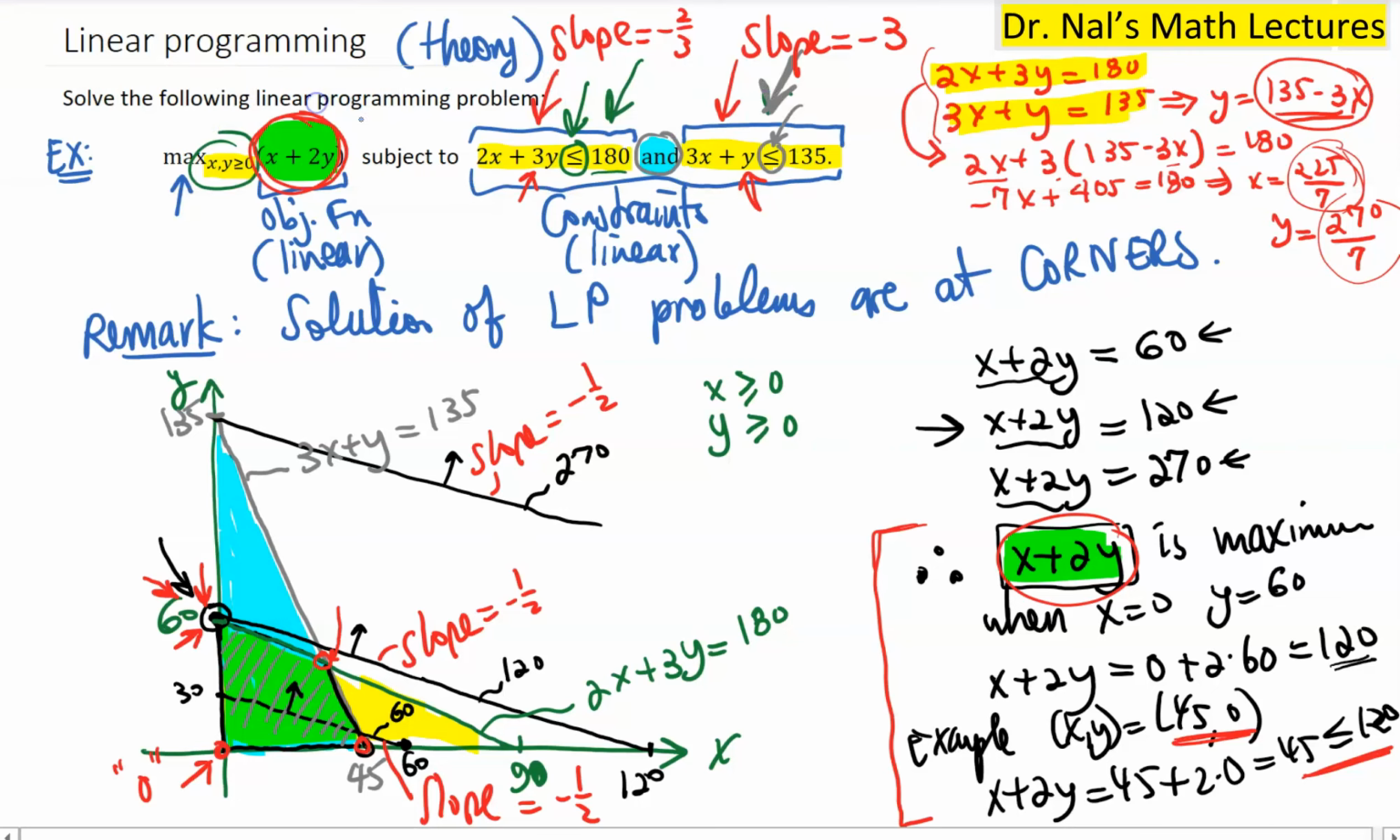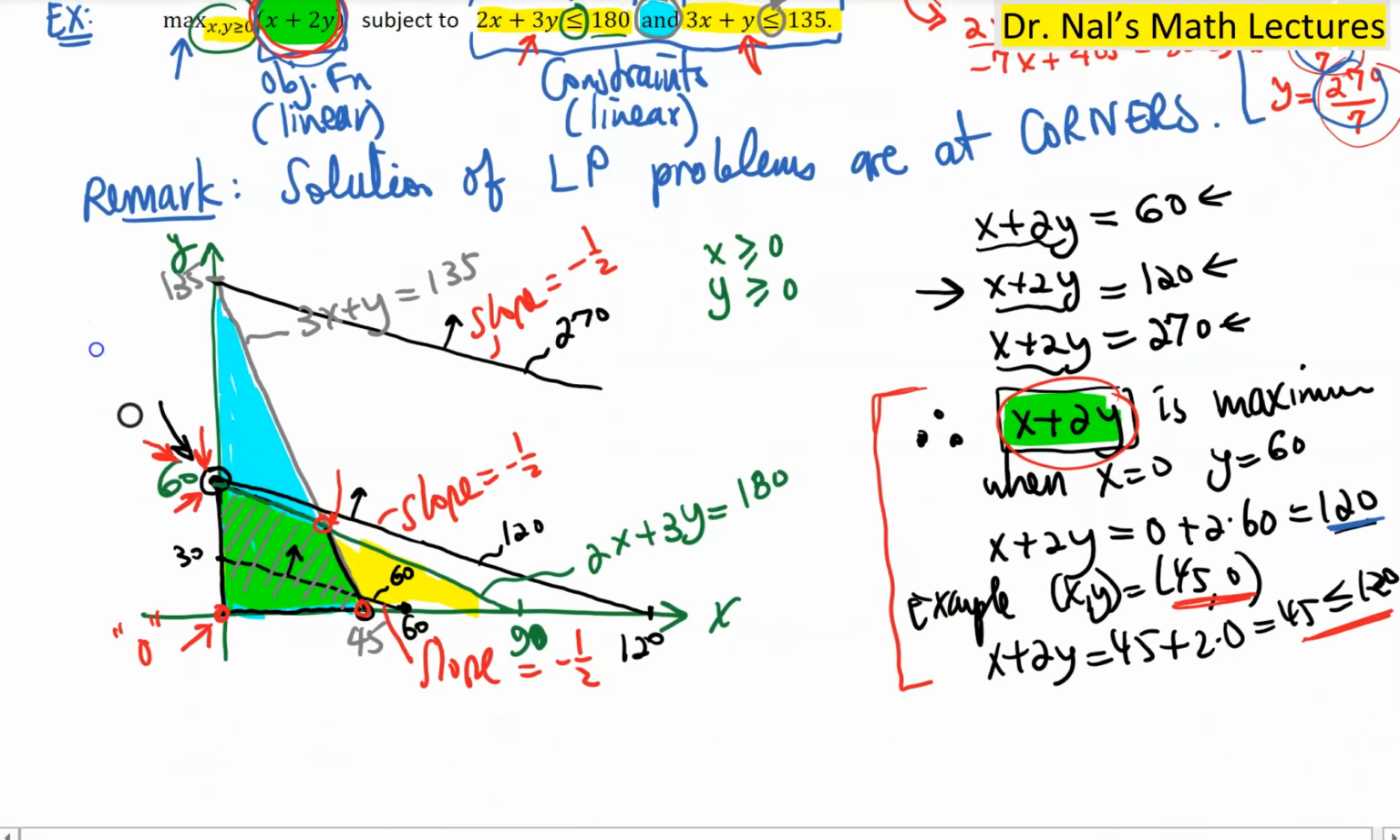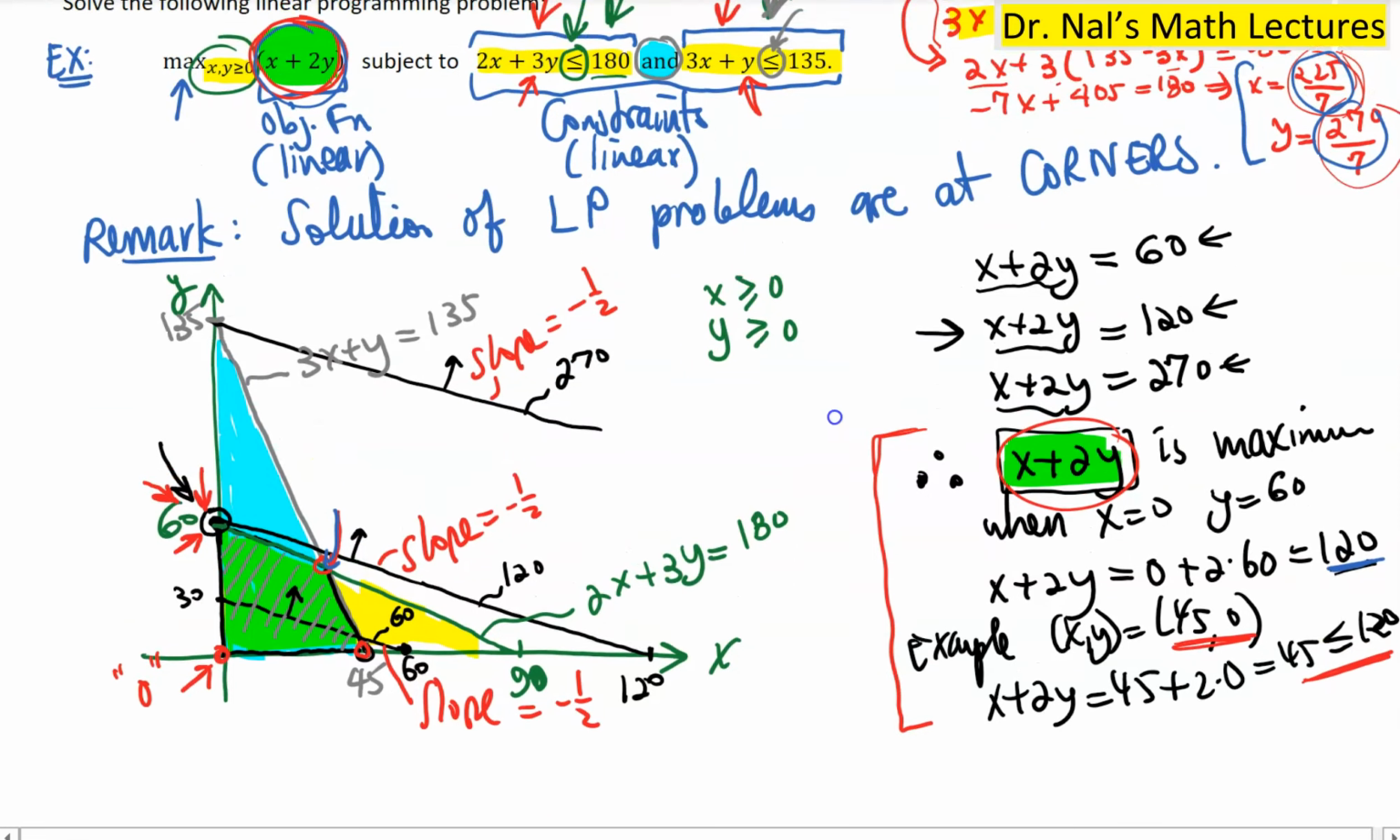So the only thing left is to plug these 2 values into the objective function and see whether it is less than or equal to 120 as in the previous case. Let's quickly check that. For that point, we have 225 over 7 plus 2 times 270 over 7, and that comes out as, let me quickly check, 540 plus 225 equals 765, all divided by 7.